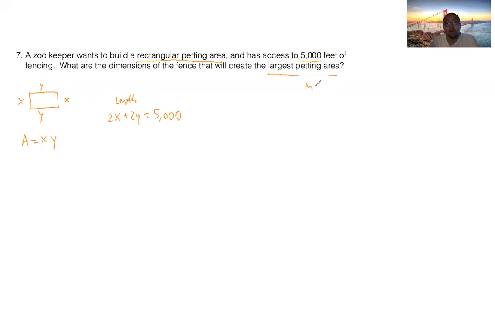So in this case, what are the dimensions of the fence that will create the largest area? Largest area. So here you're trying to maximize the area, okay? You're trying to maximize this function over here. So we're not going to mess with this initially. We're going to modify our length equation and then plug back in. So in here, we're going to solve for our y term in terms of x. So 2y is equal to 5,000 minus 2x, divided by 2. Y is equal to 2,500 minus x, okay?